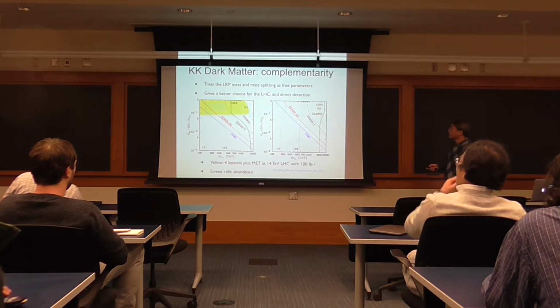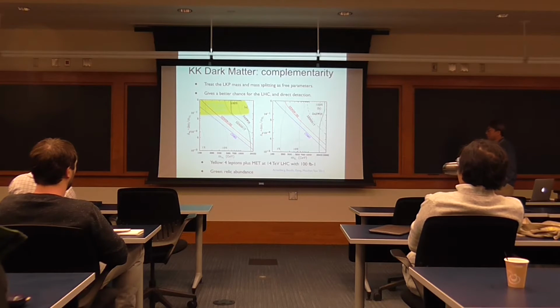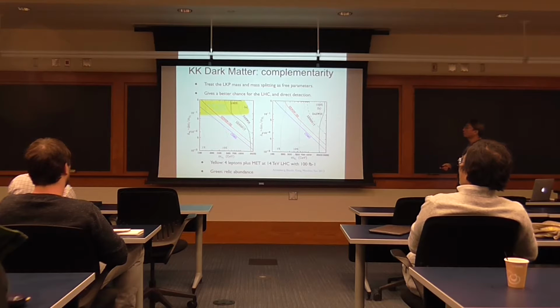And then the point here is that the various techniques to find this particular model, direct detection, relic abundance, or collider, are all complementary. And this is for a different scenario. In this case, this is a minimal model, but with some variation along the quark map.